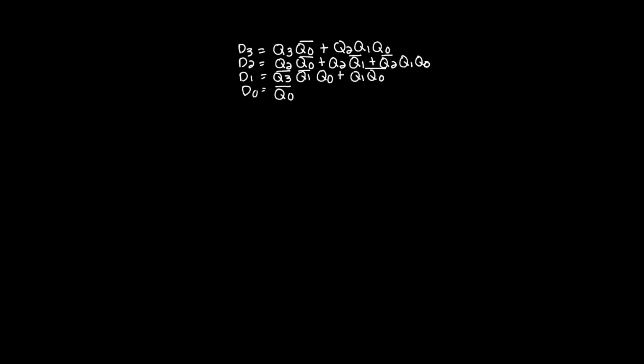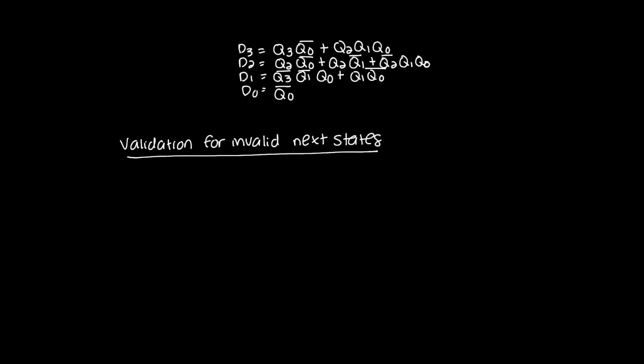And I need to look at, so again, this is kind of like a reverse excitation table. This is kind of awkwardly worded. I called it validation for invalid next states, but I want you to understand what it is that I'm doing. I want to make sure that for each of those invalid next states, somehow they end up in a valid counting sequence. So not necessarily at the next transition, but maybe the transition after that or the transition after that. So what does it look like?